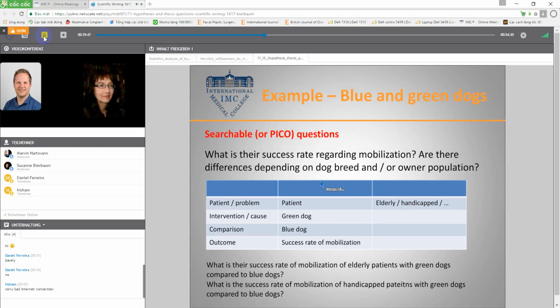So that's what I mean with these are summarized PICO questions, because these are the individual ones. Yes, what's the success rate of mobilization of elderly patients with green dog compared to blue dog, with handicapped patients and so on. So these are both in there, but it's already very close to these searchable questions.